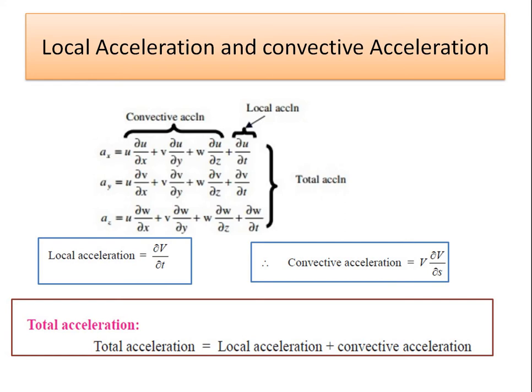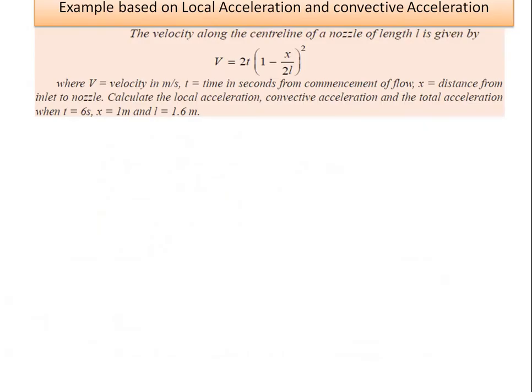With respect to displacement in x, y and z direction is convective acceleration. Similarly, for acceleration in the y direction and the z direction, we have u ∂v/∂x, v ∂v/∂y, plus w ∂v/∂z, plus ∂v/∂t. Here the first three terms are related to convective acceleration, and the last term is local acceleration, and the total acceleration is the summation of both, local acceleration plus convective acceleration.